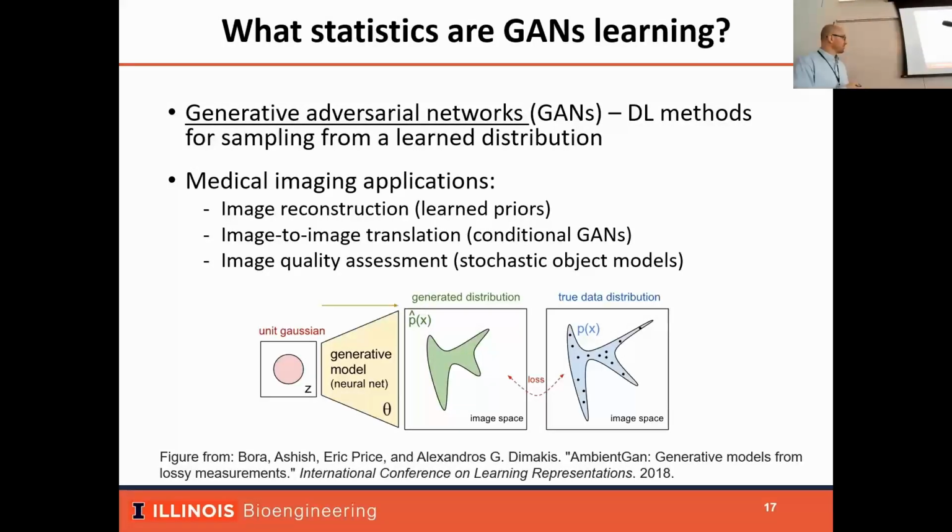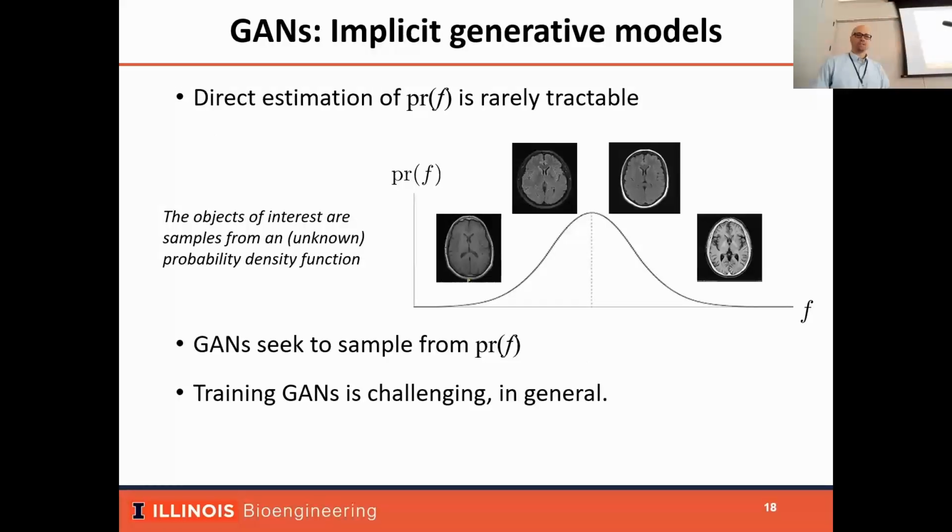GANs are used for image-to-image translation, conditional GANs in particular. And then you could also think about using GANs to describe object variability for virtual imaging trials. So related to what Paul talked about in the last talk. So instead of using XCAT, you could imagine training a GAN to describe background variability, anatomical variability, and use it that way. Okay, so I don't have time to really talk about the nuts and bolts of GANs.